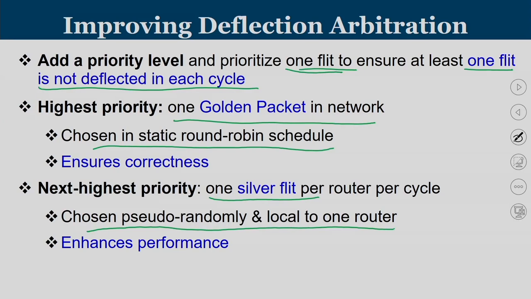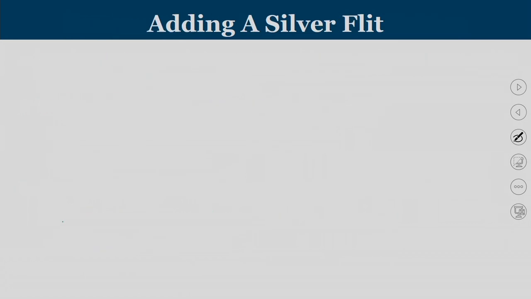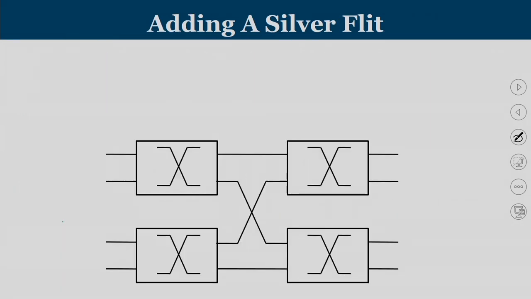The golden flit makes sure that it is free from livelock; every flit will become golden one time if they are not getting ejected out. And the second one, the silver flit, is going to enhance your performance. So, how are you going to add a silver flit?